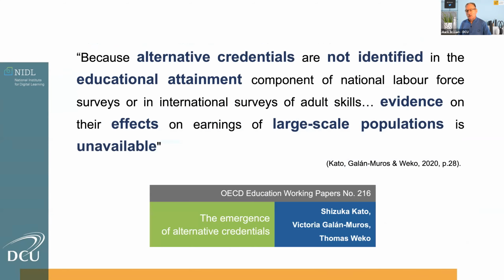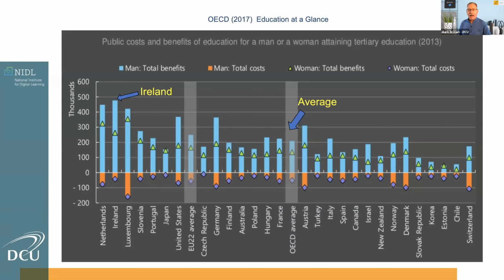So I haven't got time to elaborate. The last point I want to make in coming to the conclusion is that whilst we know conclusively that higher education makes a difference both publicly and personally in terms of your life chances and in preparing more educated citizens who can contribute to society, for alternative credentials, they're just not monitored in the same way. Here's an example of the kind of data that we get every year from the publication Education at a Glance that shows you the public and private benefits of education.